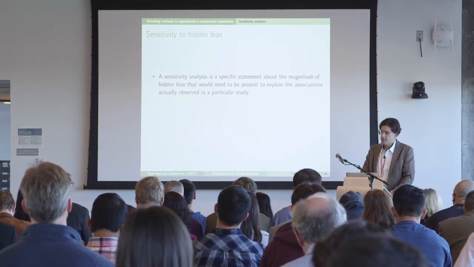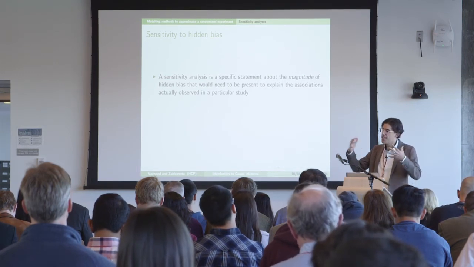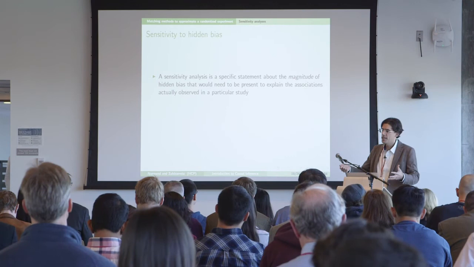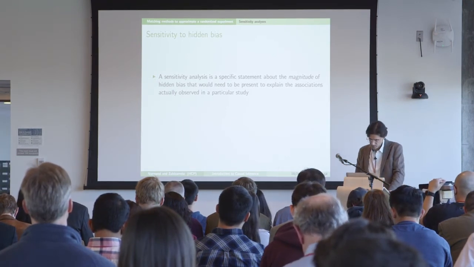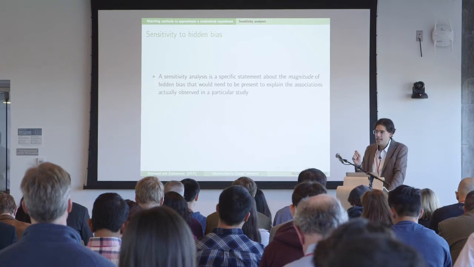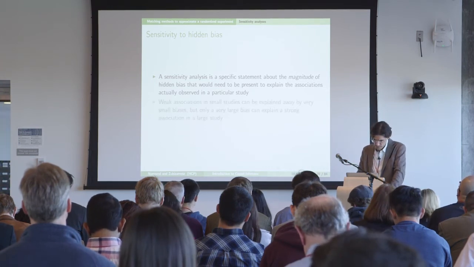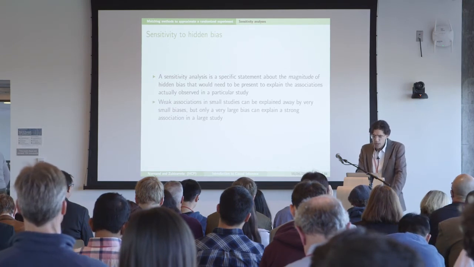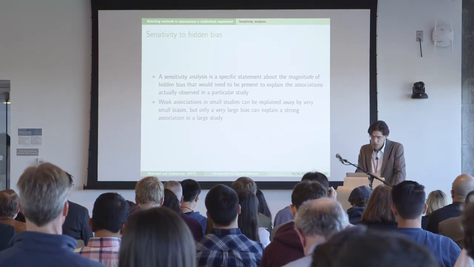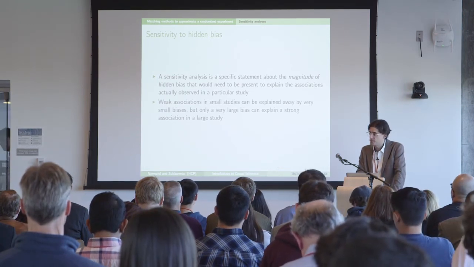If my results need a very large hidden bias to explain away my estimates, I'm going to say that my study is quite insensitive. Otherwise, if I need a very small bias, it's going to be quite sensitive, very shaky, my results. Only a small bias can explain away what I found. So weak associations in small studies can be explained away by very small biases, but only a very large bias can explain a strong association in a large study.